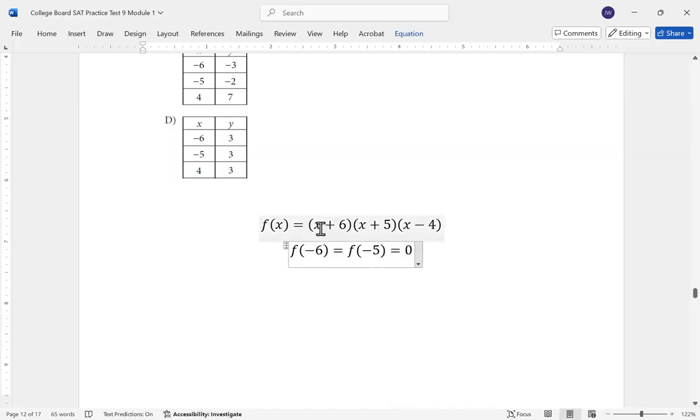And that's not because of this term, but rather the second term. When you plug in -5, your second term becomes 0. 0 times anything is 0. And that's going to be the same thing with the third term and 4. So when we plug in 4, we also end up with 0. So when you plug in -6, -5, or 4 into your function f, you get 0.